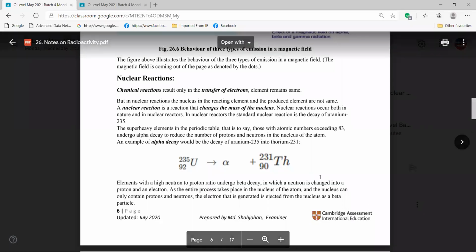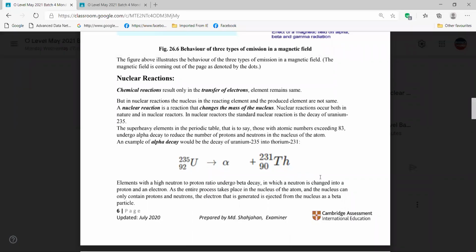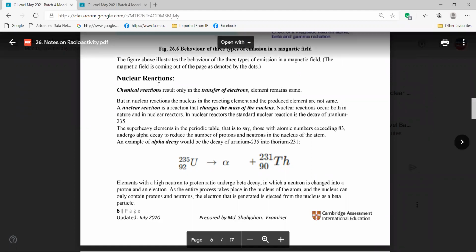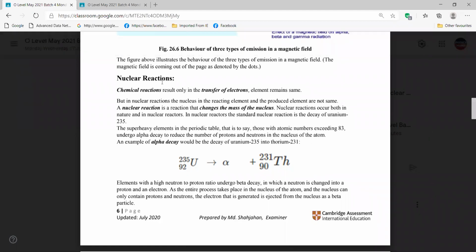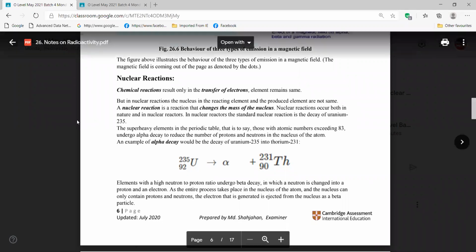There are two differences. In chemical reactions, we have change of electrons or sharing of electrons, losing of electrons or gaining of electrons. Okay, so can you write two points? You write nuclear reactions, you give the heading, then you write the difference between chemical reactions and nuclear reactions.